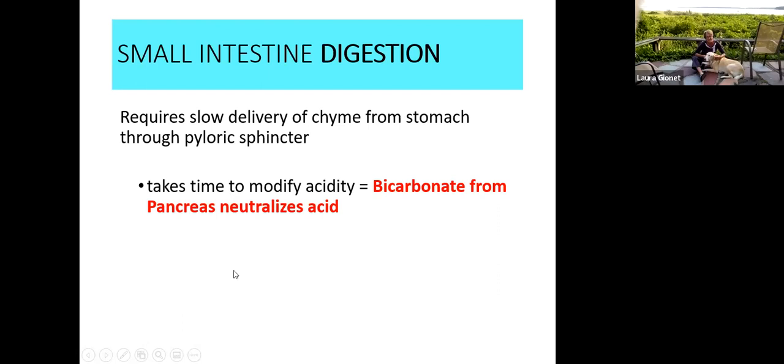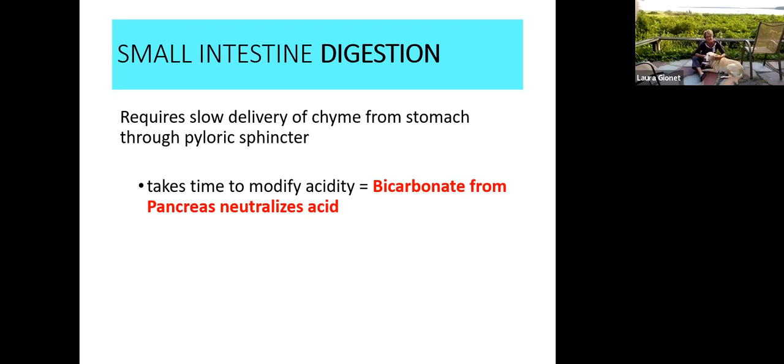So small intestine digestion requires slow delivery of chyme from the stomach through the pyloric sphincter into the small intestine, so we can modify the pH. It has a very low pH, it could be like 2.5 to 3.0, somewhere through 3.5. And that's a pretty strong acid. So we need to neutralize that by allowing the bicarbonate that's formed in the pancreas to enter into the small intestine and elevate the pH. And that's for two reasons.